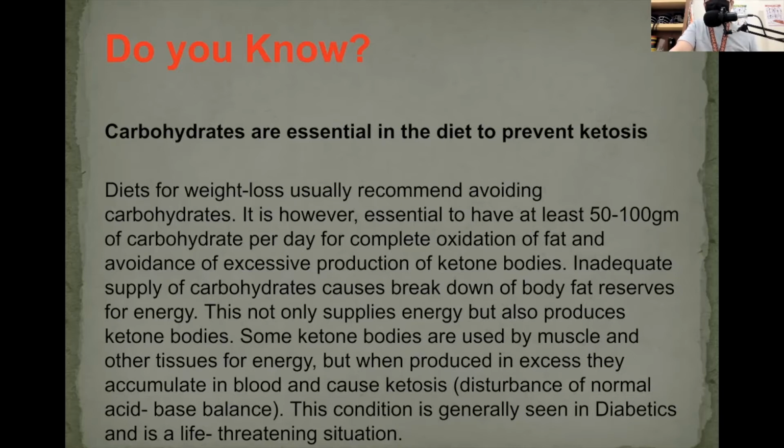Diets for weight loss usually recommend avoiding carbohydrates. Yes, if you are into the keto diet, or if you know somebody who is doing the keto diet, they are avoiding carbohydrates. However, it is essential to have at least 50 to 100 grams per day, so they are only consuming a very small portion of carbohydrates, for the complete oxidation of fats and avoidance of excessive production of ketone bodies. So it is also required for us to have at least 50 to 100 grams of carbohydrates because of the oxidation of fats. Okay. So in the keto diet, they are using their stored fat to be converted to energy.